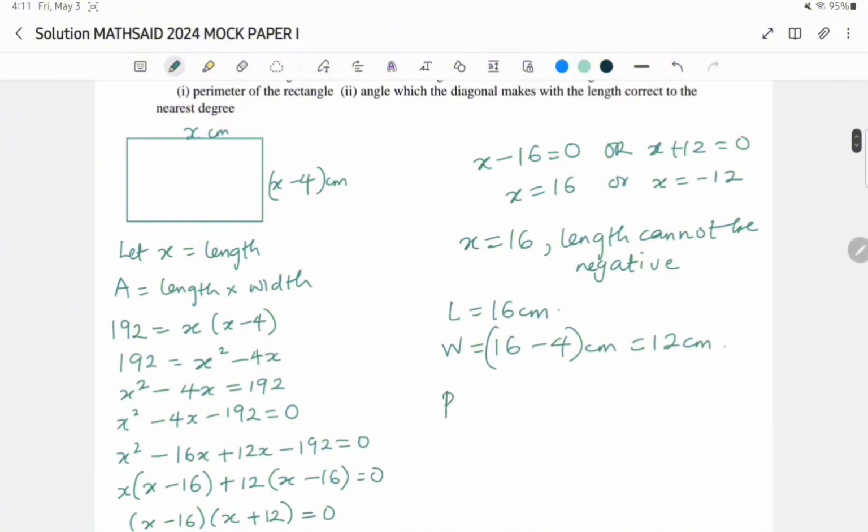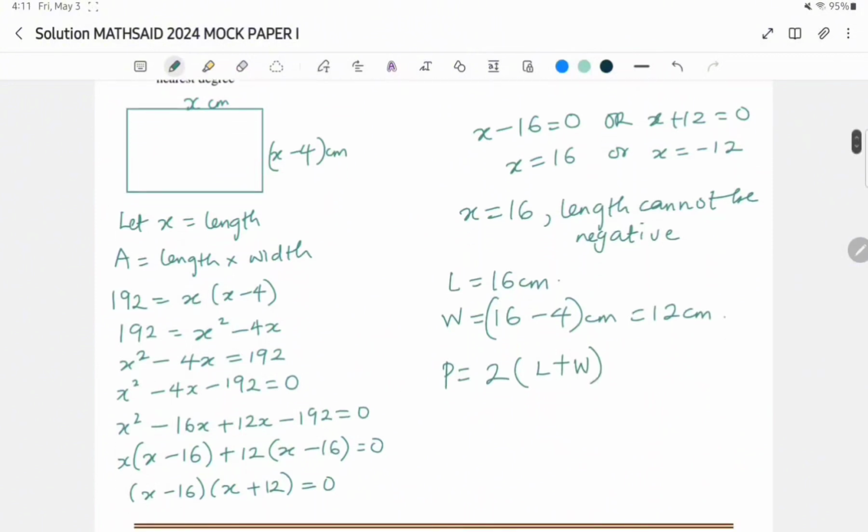So the perimeter of the rectangle is going to be 2 into brackets L plus W, or B. So which is 2 into L, which is 16, plus W, which is 12. That means 2 multiplied by 28 centimeters, and that will give us 56 centimeters. That's the perimeter of this rectangle.